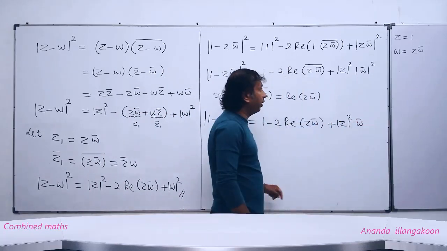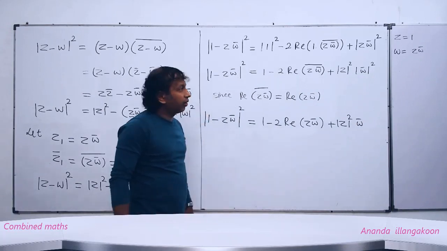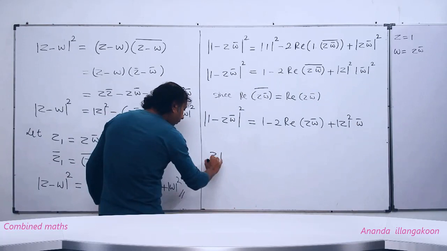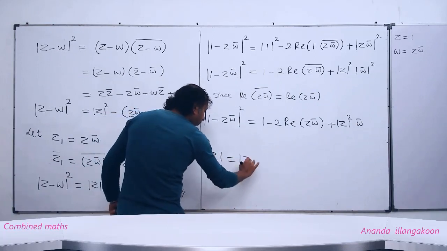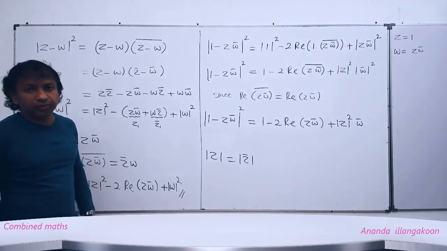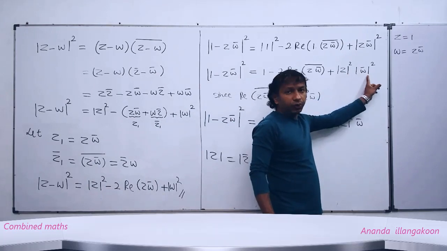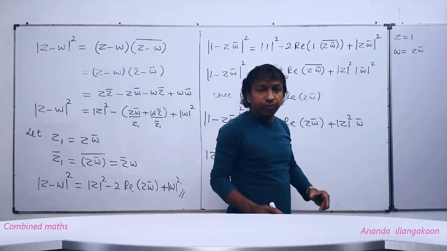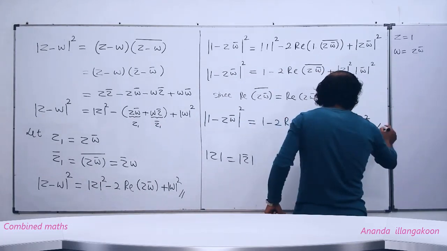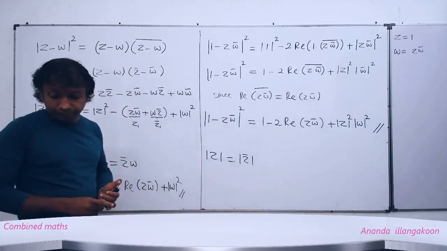And people, W bar modulus. You know, modulus of Z and modulus of conjugate of Z are equal. Then here W bar modulus squared I can write as W modulus squared. This way we can write that.